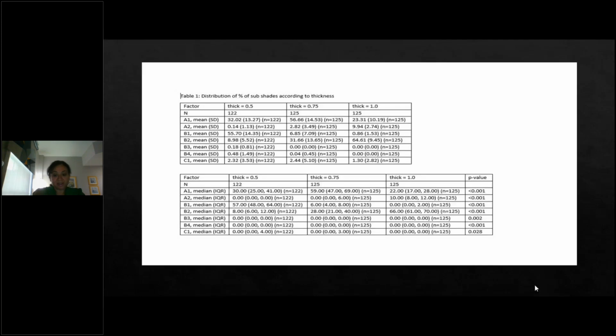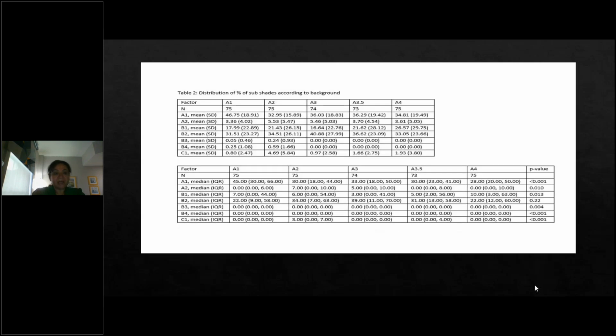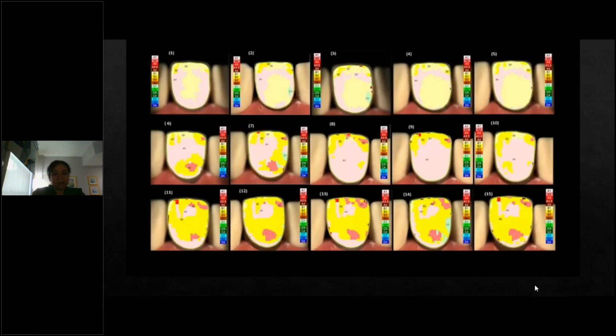And here is a screenshot of the result that we got. We used the Kruskal-Wallis test followed by Bonferroni correction, and after that we did a linear regression model. And this table shows the distribution of the subshades according to the background. And this is also a sample of the screenshots that we get from using the SpectroShade.